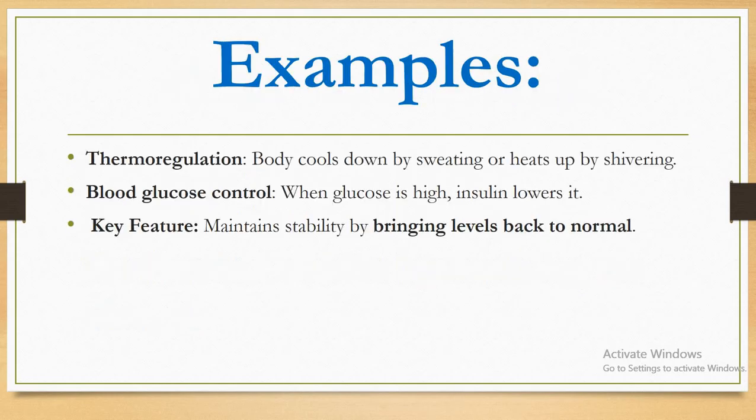Examples: thermoregulation. Body cools down by sweating or heats up by shivering. Blood glucose control. When glucose is high, insulin lowers it. Key features: maintain stability by bringing levels back to normal.